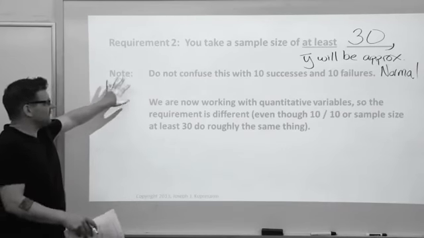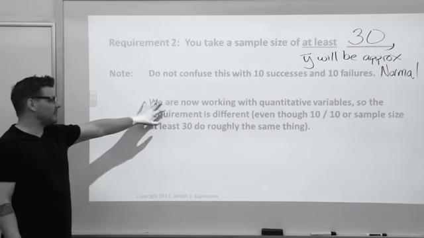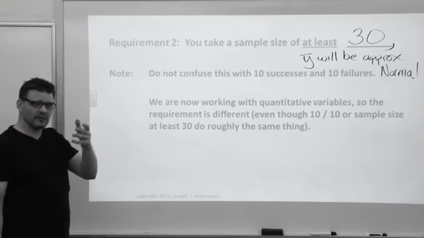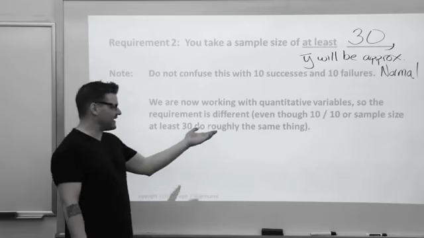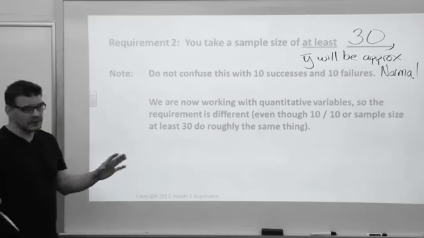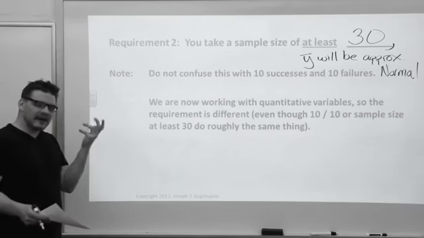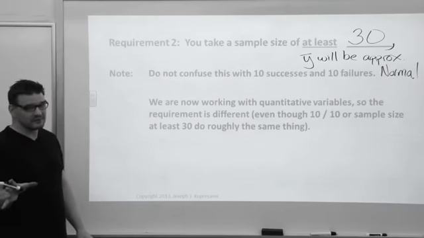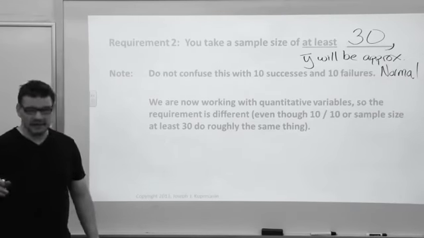Don't confuse this with the 10 successes and the 10 failures. When we're working with quantitative variables, you need a sample size of at least 30 or the variable looks normal. If you went back to categorical, now you have that success-failure condition, so the 10 and 10. Students always confuse these two. Remember, what kind of variable are we working with? In the back of our minds, checking each of those conditions does roughly the same thing. But what kind of variable? Either 10 and 10 or a sample size of at least 30.